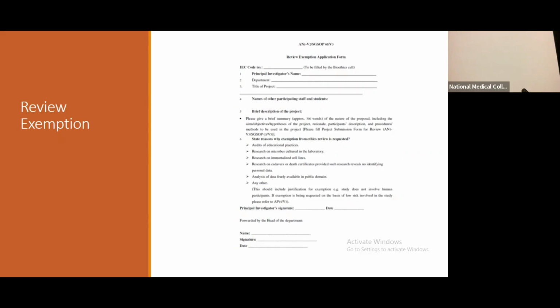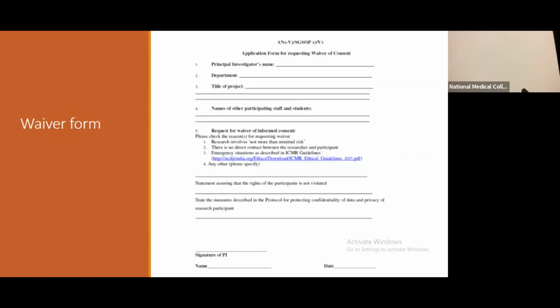committee. Similarly, for research on microbes, like microbiology does with salmonella, they might be looking at antimicrobial sensitivity or some serotypes. For that, you need neither the consent nor an ethics committee approval, but just fill up this form and send it to the ethics committee. And what is this? This is for waiver of consent. So these forms are available on our website. So whenever you need, you use them.